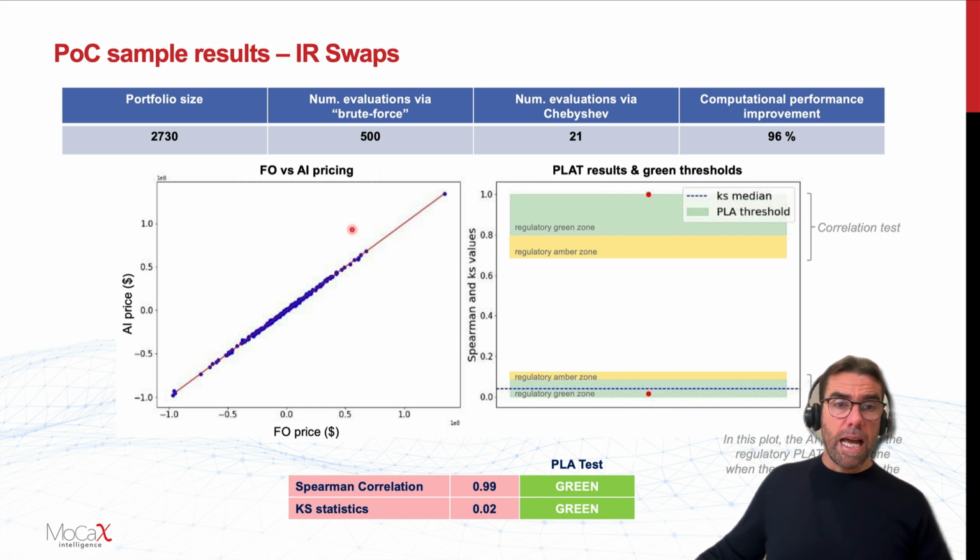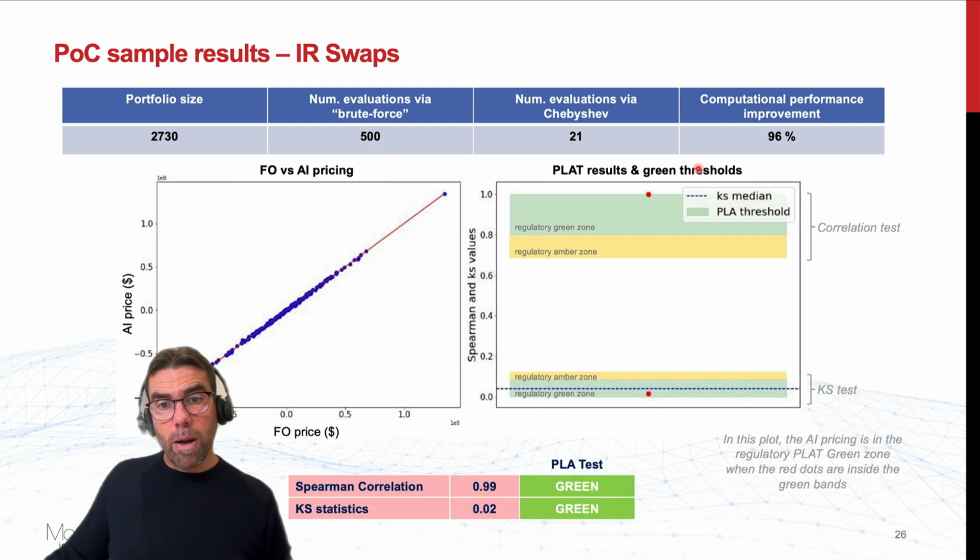Looking at the swaps, we are not surprised about this. I can imagine all the results are more or less in a straight line. And also now we are plotting here the P&L attribution test results. This part of the plot is for the correlation test. This is the green zone, and this is the amber zone.